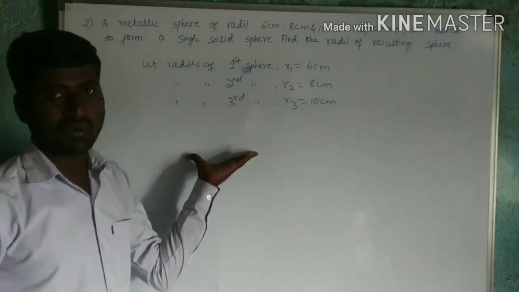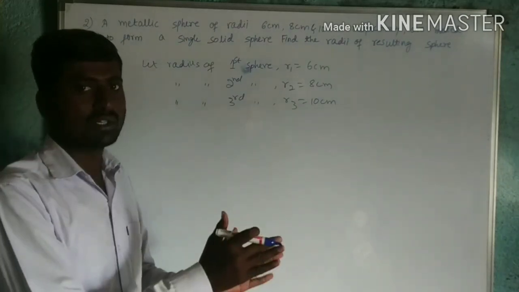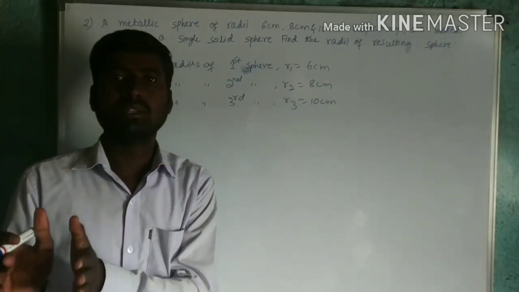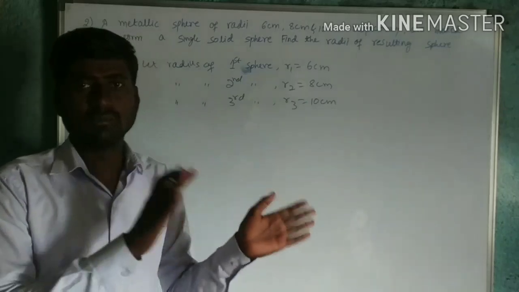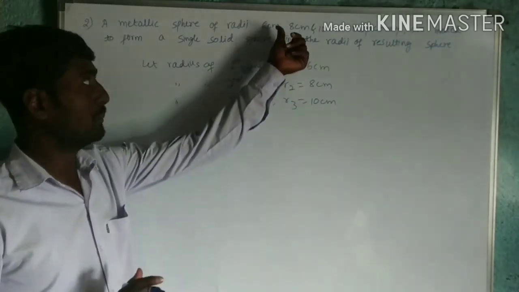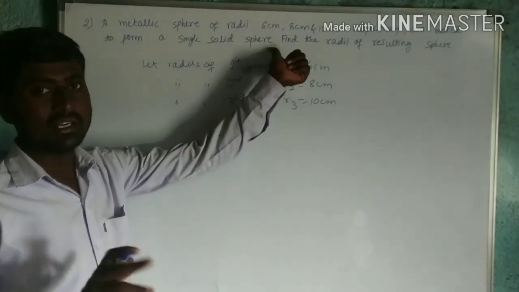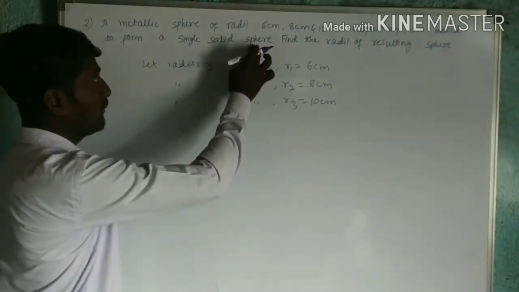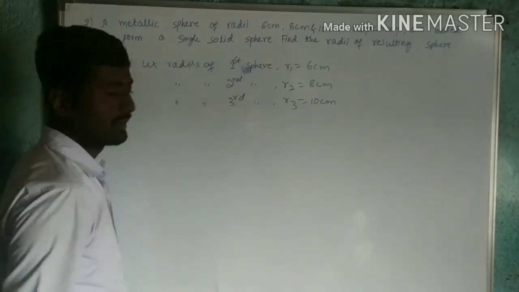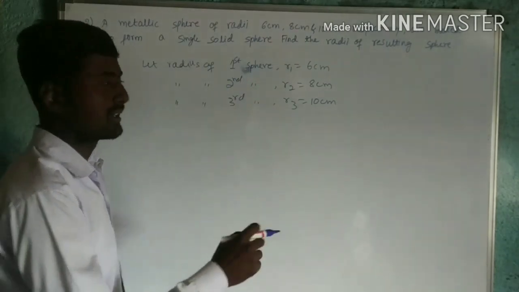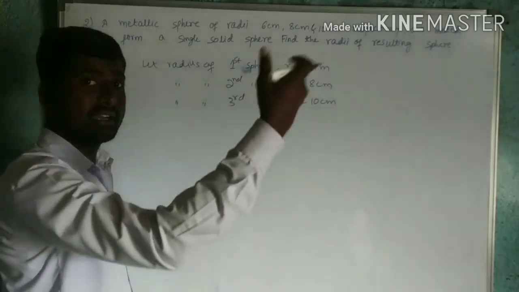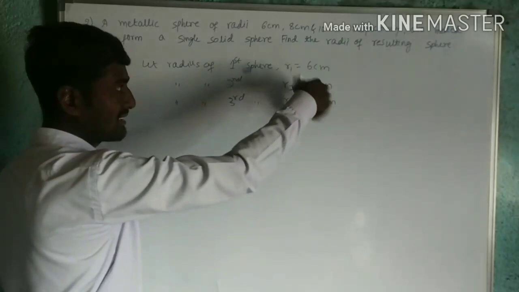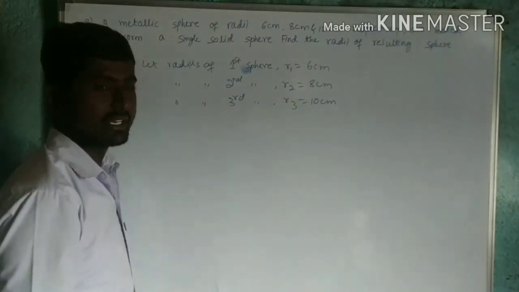We already know the concept. If you are forming one solid into another solid, the volume of this solid must be equal to the volume of the formed solid. Volume must be equal because we are melting these and forming the new sphere. Now we have to find the radius of this sphere. Let us take that radius as small r, because we don't know how much it is, 6, 8, 10 or other than this. We will take it as different.